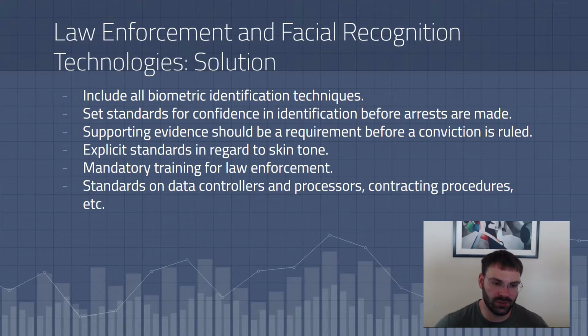So again, the solutions, really briefly, we need to include all biometric identification techniques in the bill, not just facial recognition technology. We need to set standards for confidence intervals on the identification process before we're making arrests. And it's important that this happens before arrests are made, because once a person is arrested, whether they're innocent or guilty, they're actually much more likely to be convicted of that crime. And there needs to be supporting evidence.